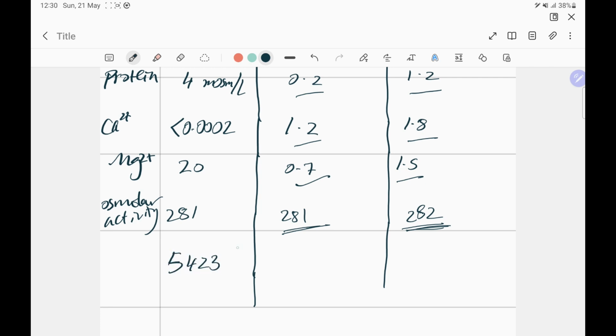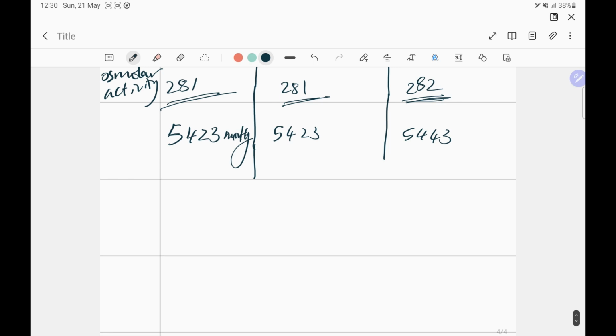But the point is, the osmotic pressure is around 5,423 in terms of millimeters mercury for all these osmolar particles based on the osmolarities, and this is 281, so that's again 5423, and then we have 5443 over here. So there is a slight difference of around 17 to 20 millimeters mercury pressure, and I'll be explaining that when we talk about osmosis in more detail. So this is the composition of your various fluid compartments, and you should be aware of it.